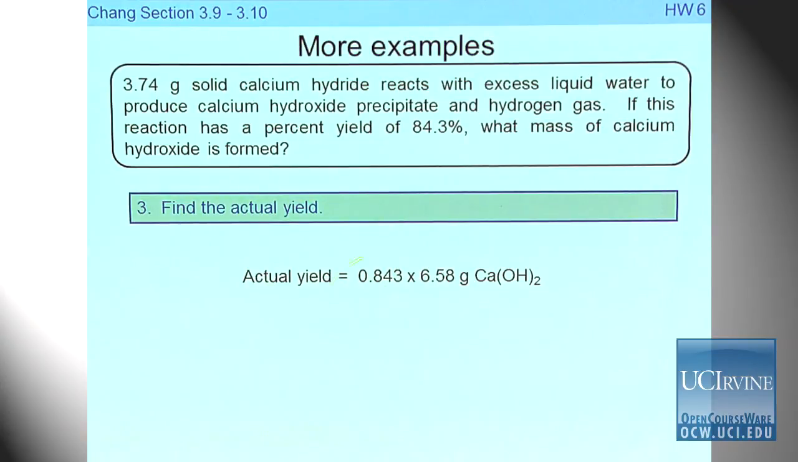So the actual yield is 84%, expressed as a fraction, which is 0.843, times the mass, which is basically the theoretical yield. Okay, this is the theoretical yield. This is the actual yield, and this is the percentage expressed as a fraction. So I can rearrange the formula of percent yield. This is the theoretical yield, this is the reaction yield, and this is the actual number that you get in terms of grams. So if you multiply these two numbers, you find 5.55, and that is the actual amount that you made.